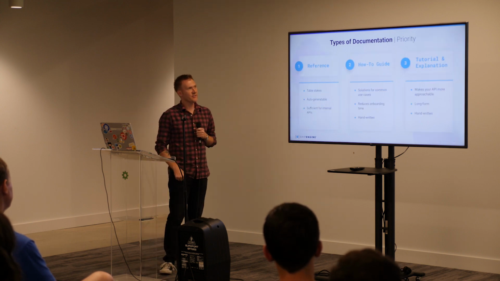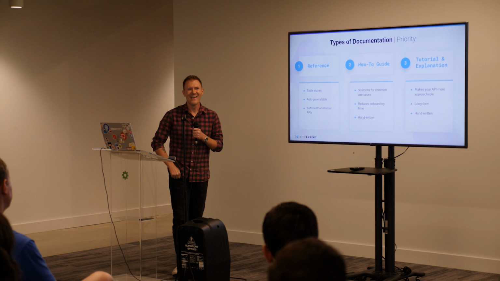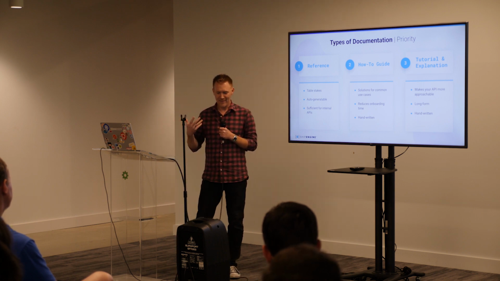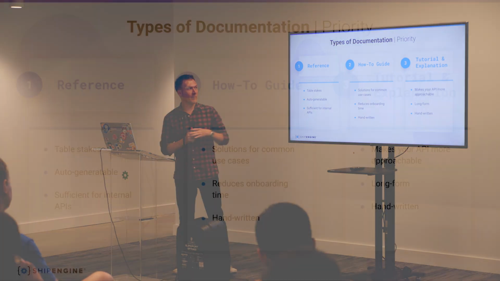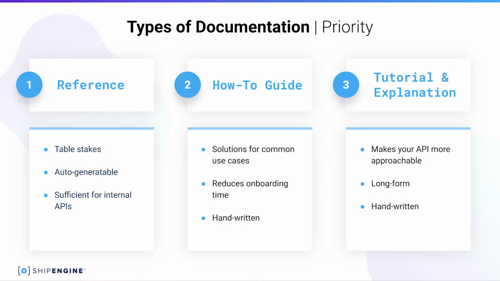So this is just an order of priority. It takes time and investment to write all those types of docs I was just talking about. So where do you start? Well, for my money, you start with reference docs for a couple of reasons. One, it's table stakes. It's literally what every developer is going to expect you to provide. And secondly, it's really easy to auto-generate them.